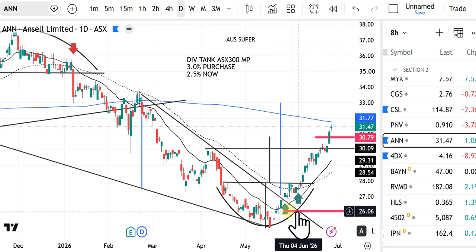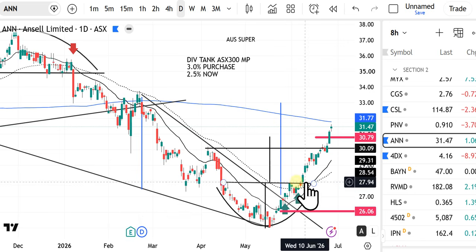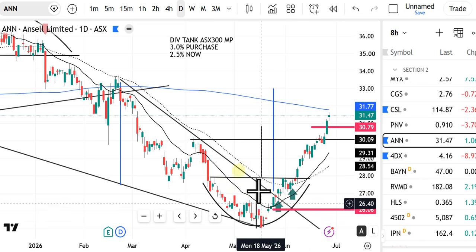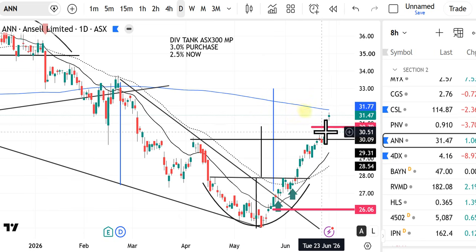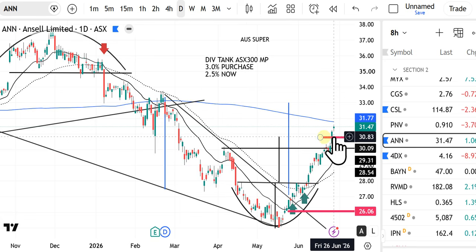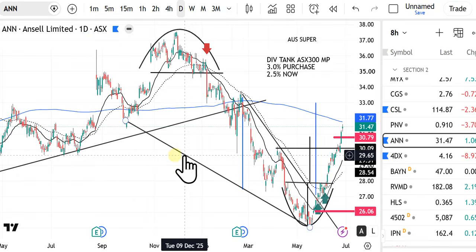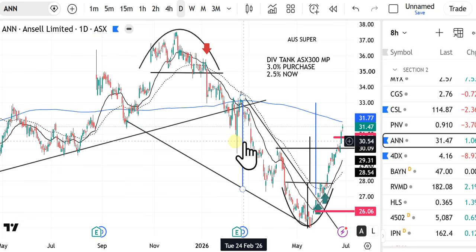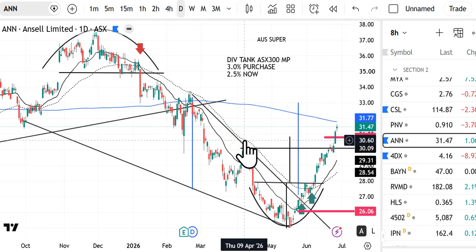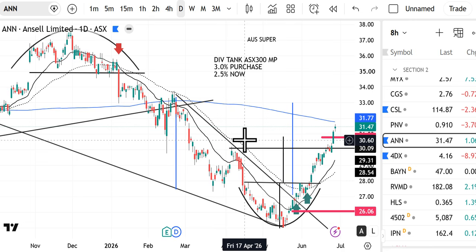Okay, so we've got the declining wedge and the rounded bottom break. So we're currently in this. So at this stage, we projected a target to here. So it's obviously past our target now. So it doesn't mean you sell. You got to wait for one of these type of candles to indicate a top. But we will be selling this at some stage.